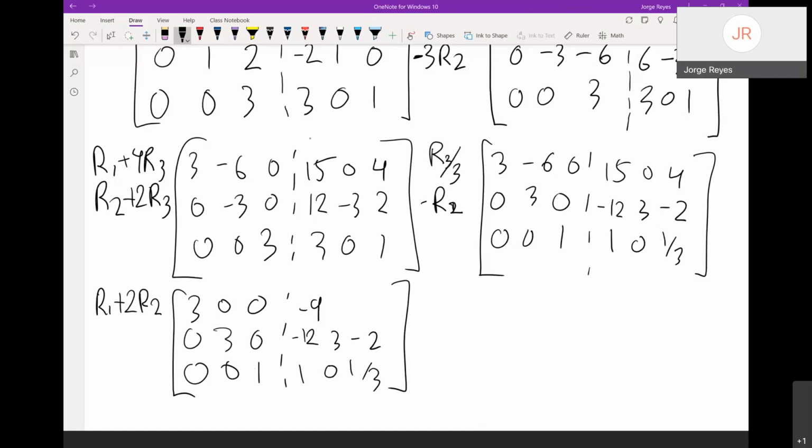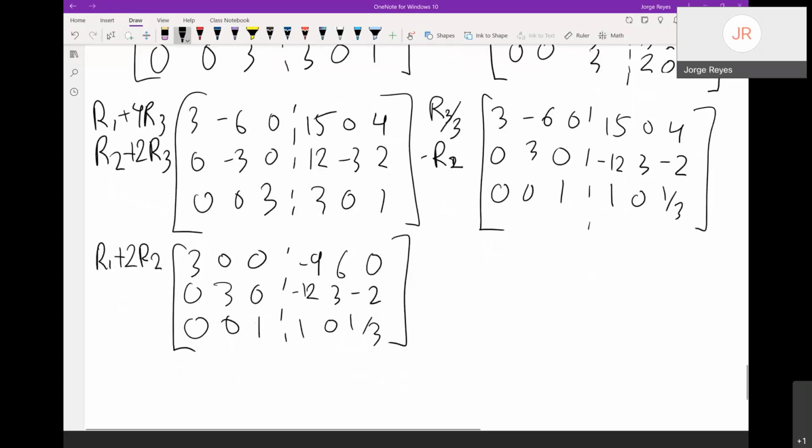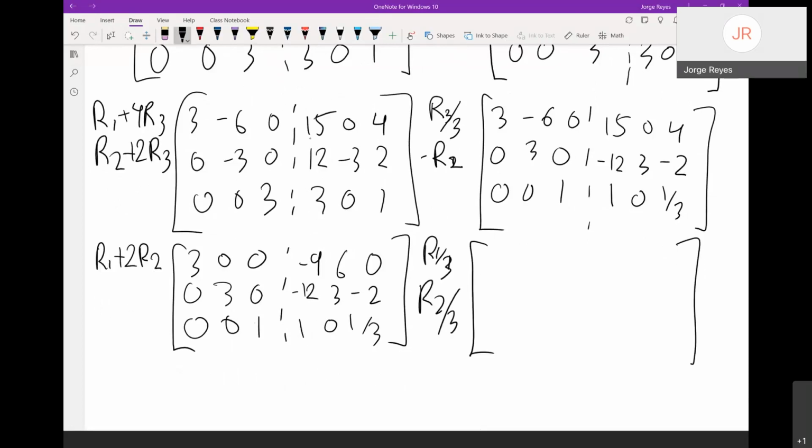0 plus 6 is... I mean, 0 plus 6 is 6. Excuse me. And then 4 minus 4, that is actually 0. Okay, so that's nice. So we are here, and basically I'm done, right? Because now I'm just going to divide row 1 by 3 and row 2 by 3, and then I'm actually done. So you get 1, 0, 0, 0, 1, 0, 0, 0, 1, the identity matrix.